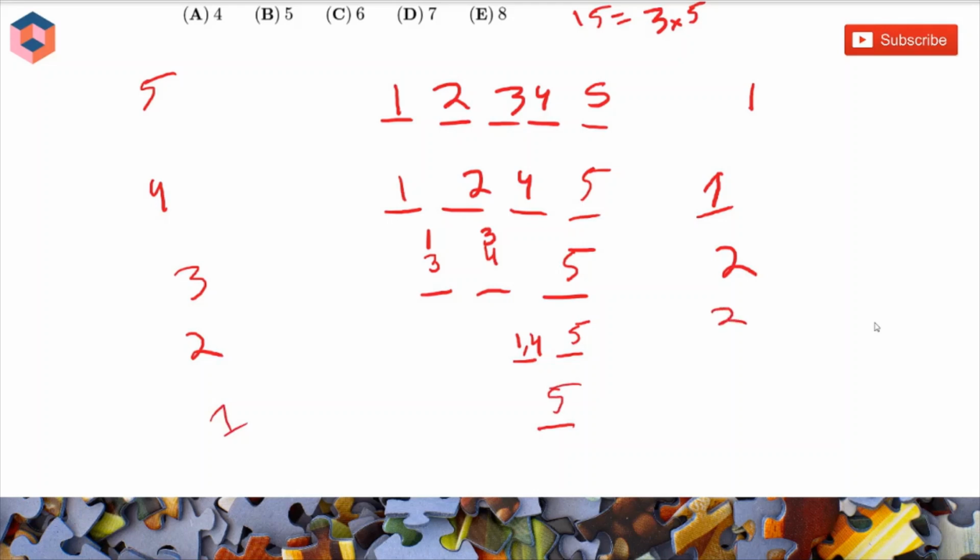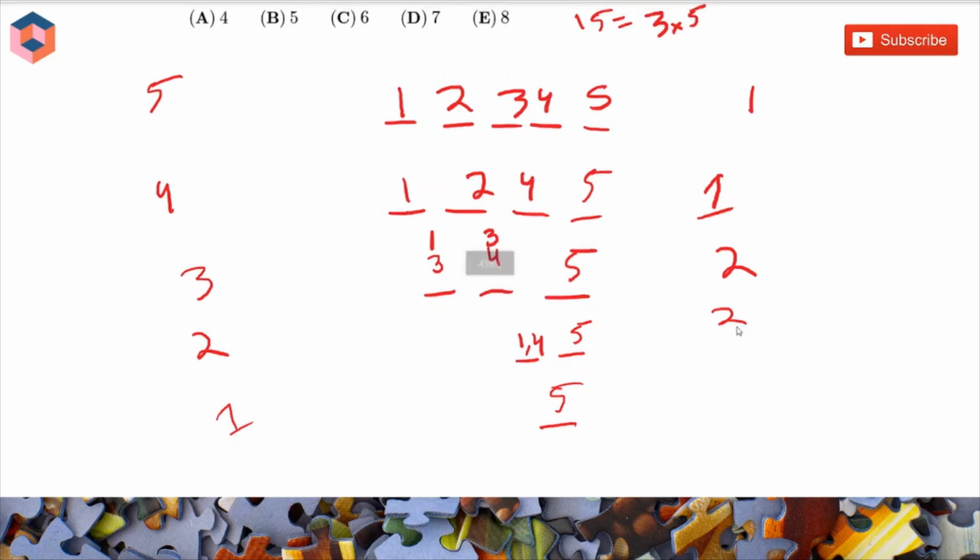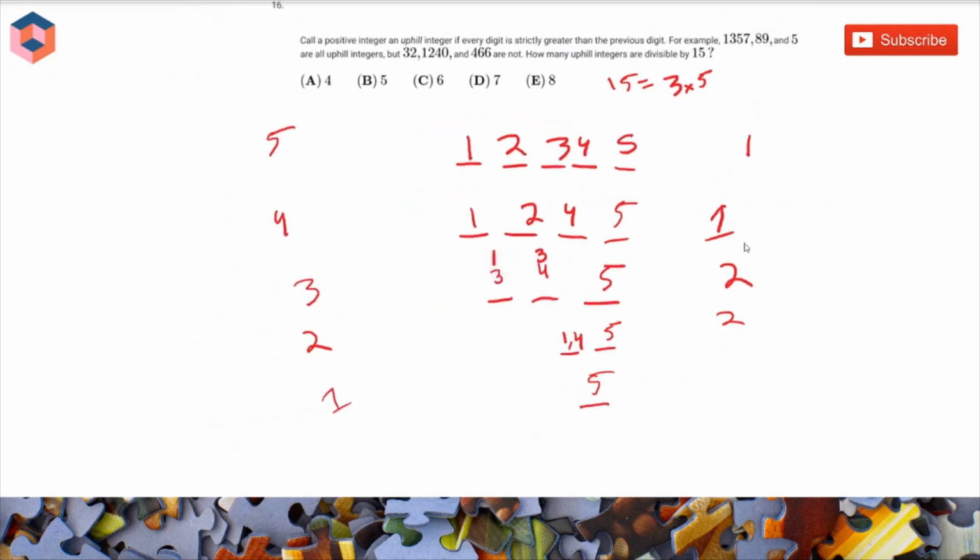So we have 1 plus 1 plus 2 plus 2 plus 2. Is that too many 2's? Yeah, 1 plus 1 plus 2 plus 2, which gives us an answer of 6. So 6 uphill integers are divisible by 15.